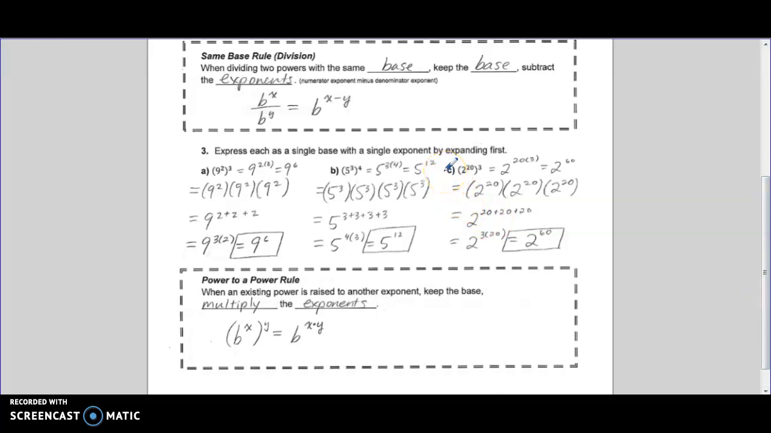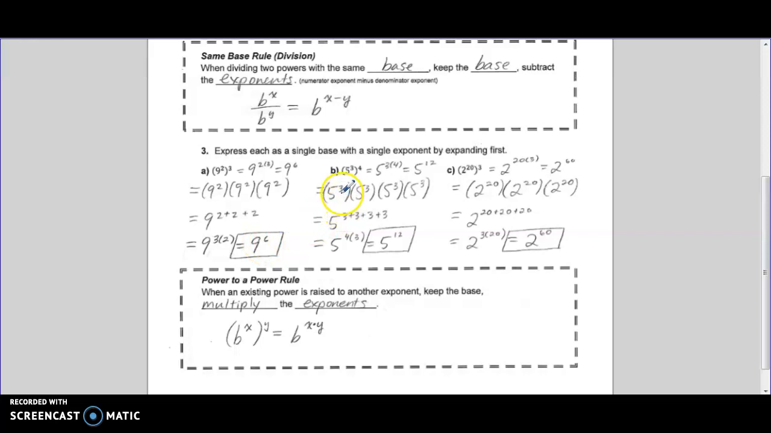Okay, moving on to the next part, express each as a single base with a single exponent by expanding first. Okay, so to expand something like part A, we have 9 squared in the bracket, and all of that is cubed. So basically what we're saying is 9 squared cubed is equal to 9 squared times 9 squared times 9 squared. And now we know from our multiplication rule that when you are multiplying exponents with the same base, like we are doing here, right? The base is 9, the base is 9, the base is 9. We add the exponents. So 2 plus 2 plus 2 gives us 9 to the 6.